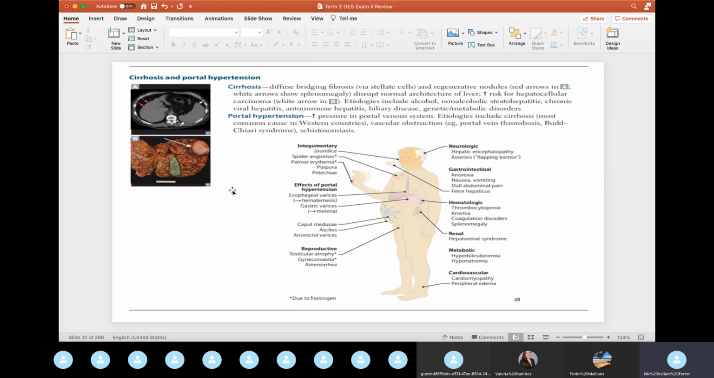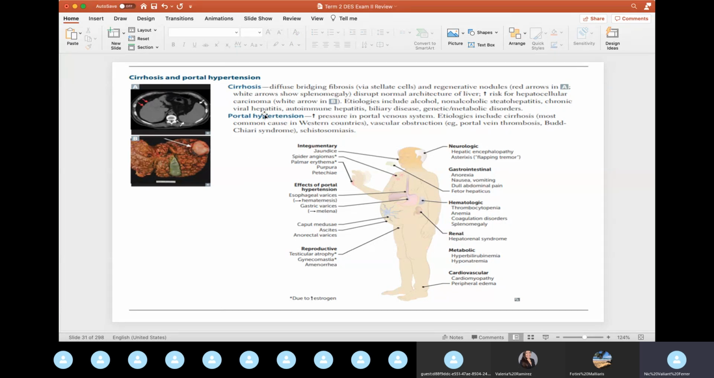What are the things that can give you cirrhosis? If you're a chronic alcoholic, or if you eat a lot of fat, non-alcoholic steatohepatitis, or if you've been exposed to viral infection, specifically chronic viral hepatitis. Don't forget, zone 1 is most commonly affected in chronic viral hepatitis, and zone 3 is most commonly affected in alcoholic hepatitis. Or it can be autoimmune: if you have SLE, you can have autoimmune hepatitis. Or you have a biliary disease, an obstruction in your bile duct, or genetic metabolic disorders.